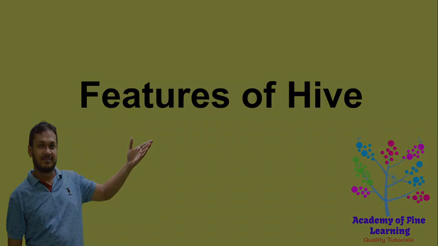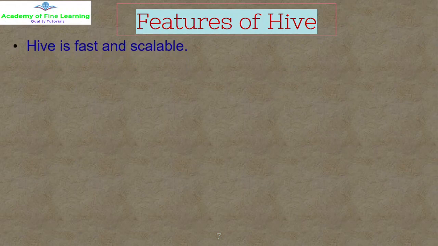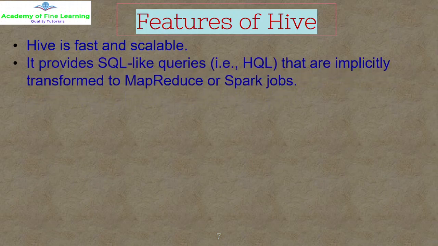So now we'll go through the features of Hive. What are the features Hive provides? First of all, Hive is fast and scalable. It's scalable because it works on top of Hadoop, and it's fast because it can process petabytes and more than that, zettabytes of data in a much lesser time, because it operates on top of Hadoop. Now another feature of Hive is that it provides HQL, Hive Query Language.